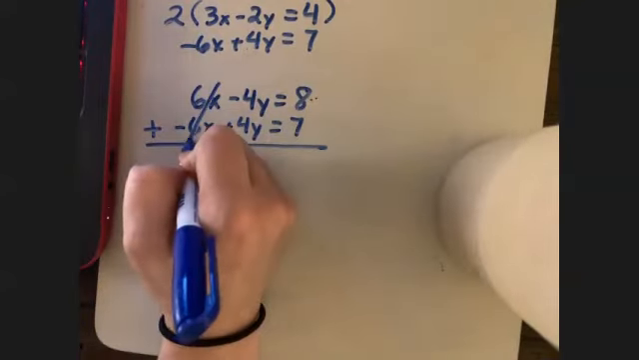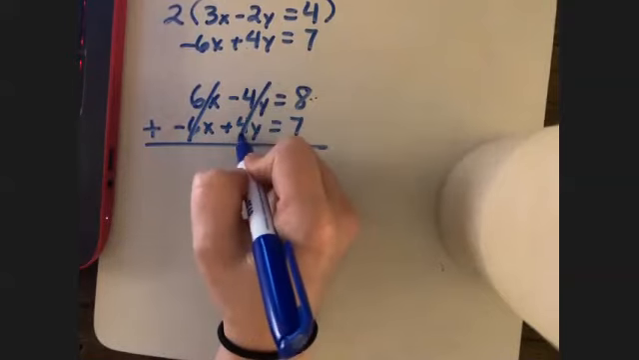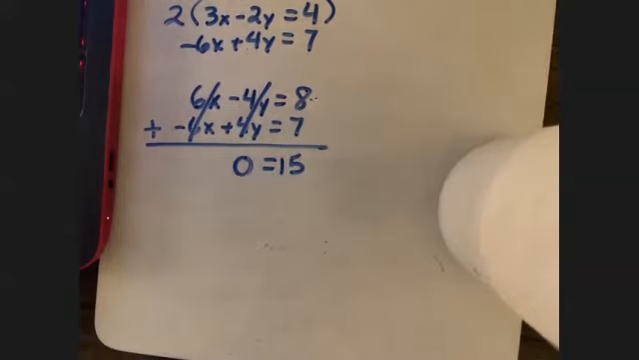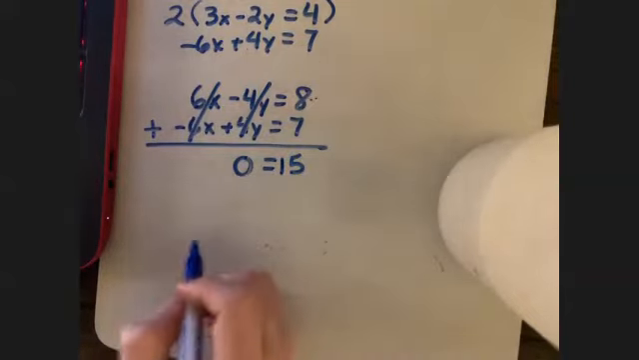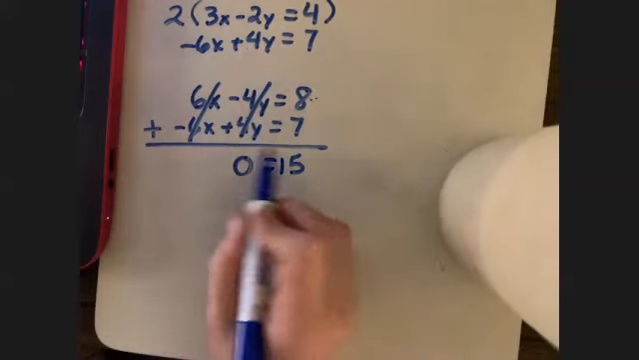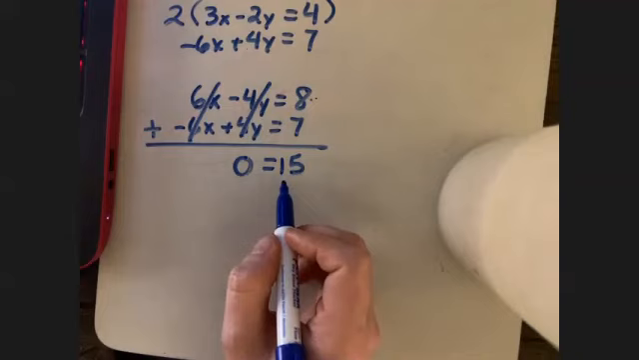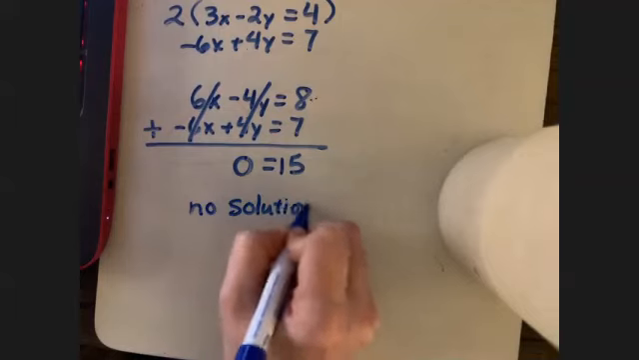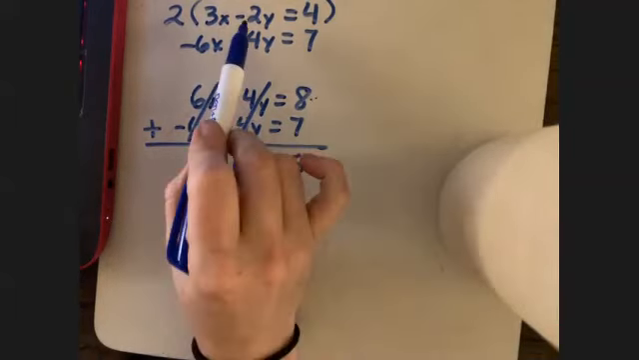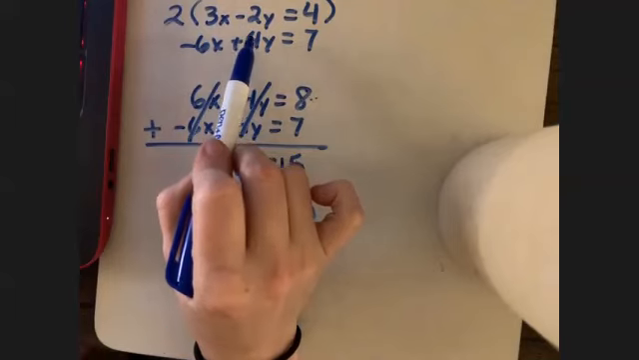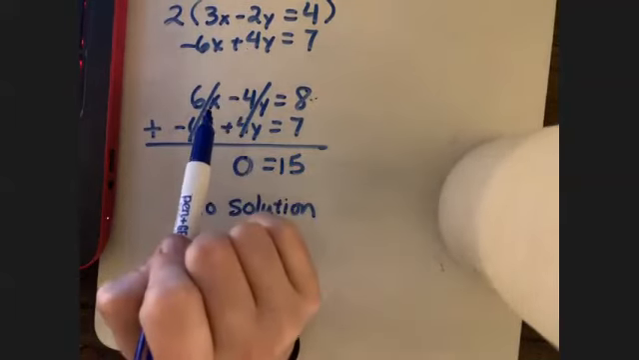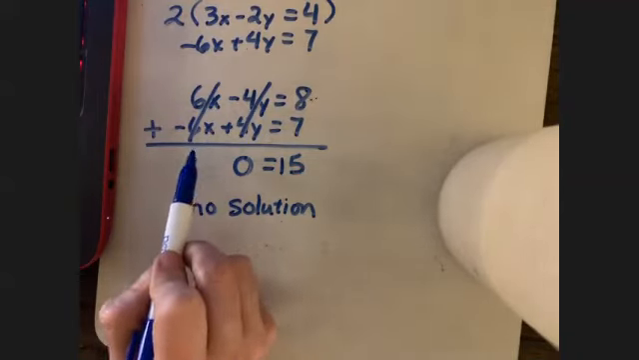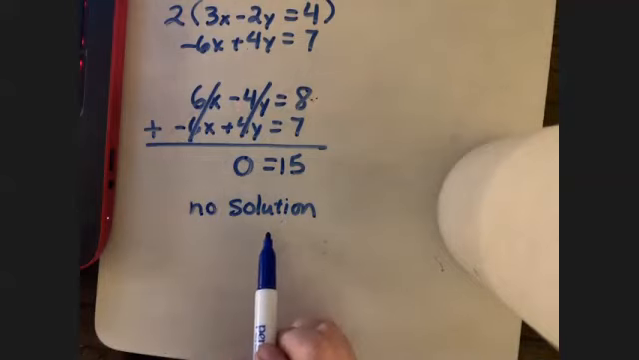Now, x's cross off, but wait a second. We were trying to make the y's cross off, but they do as well. That means I have nothing on this side, and I have 15 on that side. Now, guys, if this happens, that all of the letters cancel out, you have to decide if this statement is true or false. If this statement is false, like it is in this case, then you have no solution, okay? And that means that these original two lines, or these original two equations, if they were graphed, would be parallel, okay? So if you get that all of the variables go away and all you have left is numbers and it is false, then that means no solution.